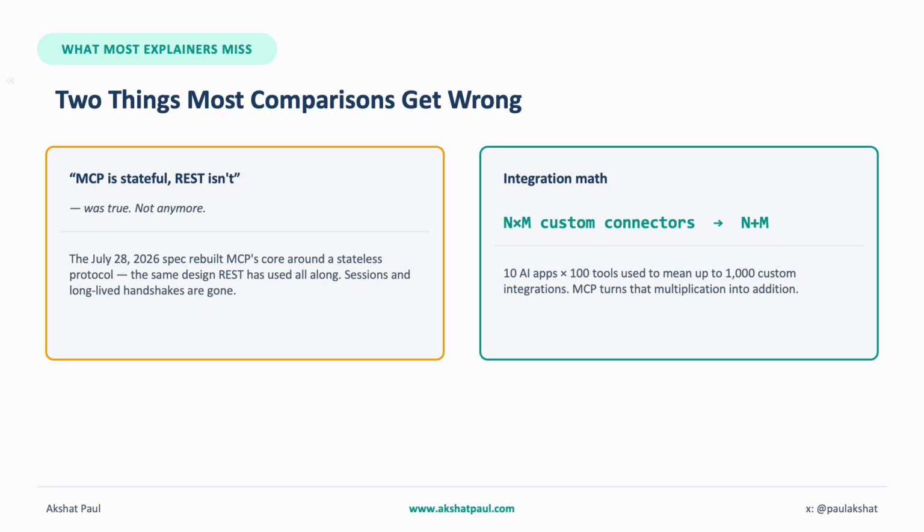Second, the integration math. And this one hasn't changed. It's just worth repeating because it's the real business case. Before MCP, if you had 10 AI applications and 100 tools they each needed to talk to, you were potentially looking at 1,000 custom integrations. That's the N times M problem I did a whole video on. MCP turns that multiplication into addition. N plus M, build the server once, any agent can use it.